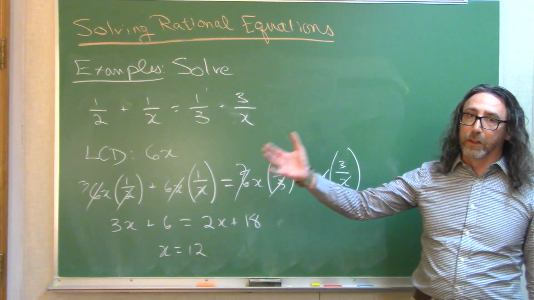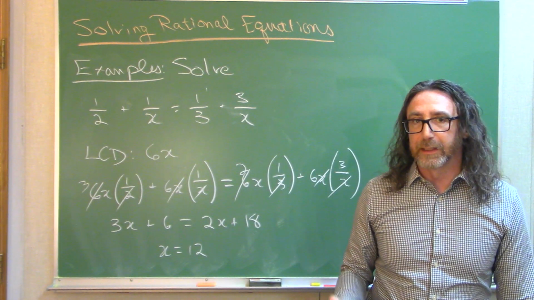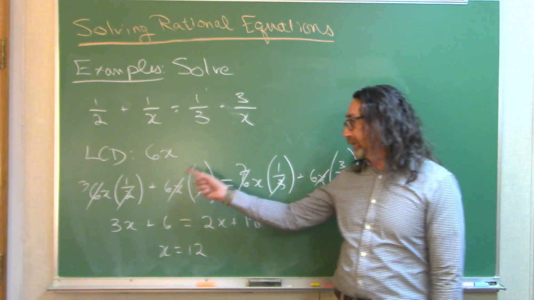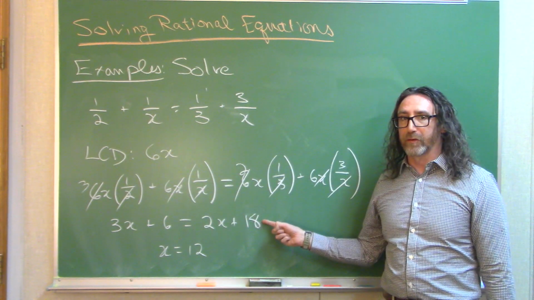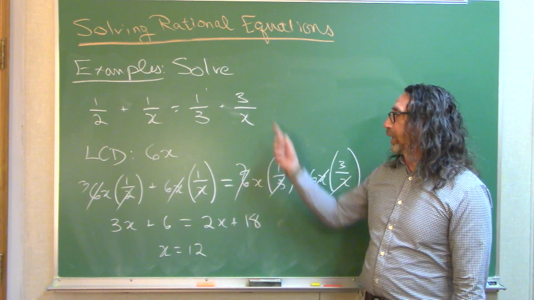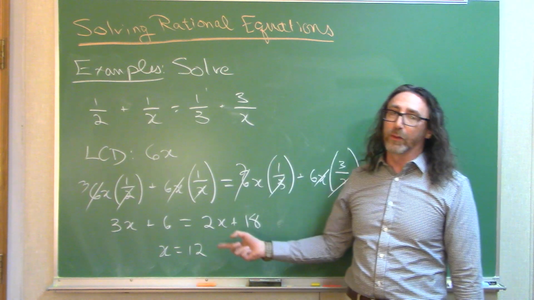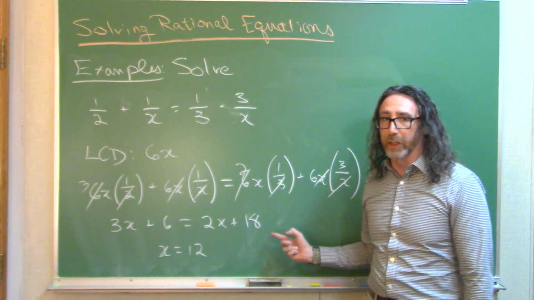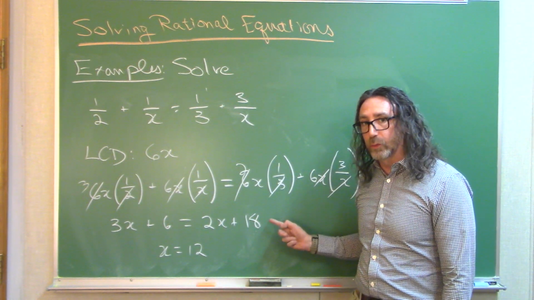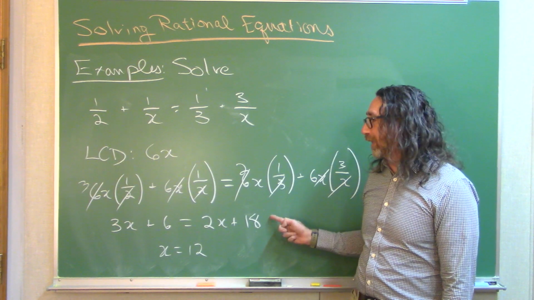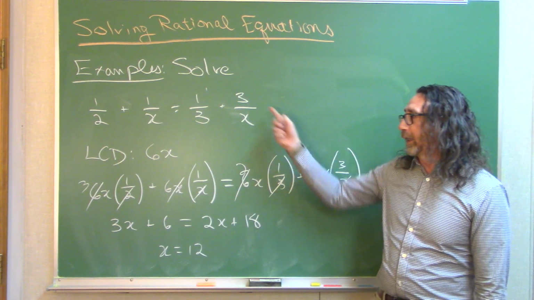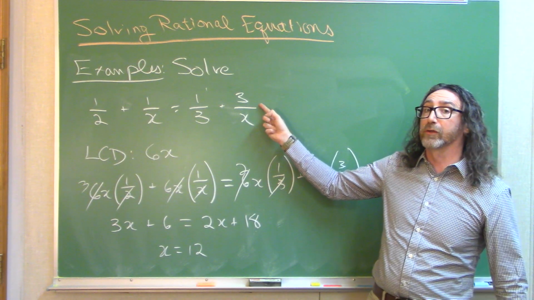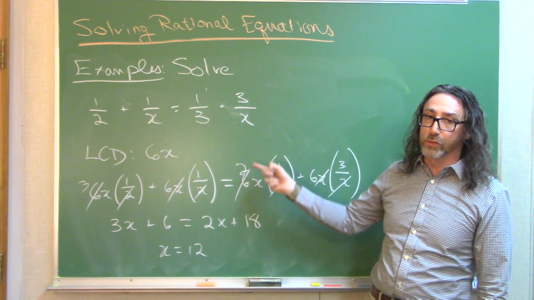So once again, using the LCD gives us an equivalent equation that doesn't have fractions anymore. And when I say equivalent equation, I just mean an equation that has the same solution set. The solution to this is x equals 12, and since we got this equation by doing a valid algebraic operation to this equation, they have the same solution set.